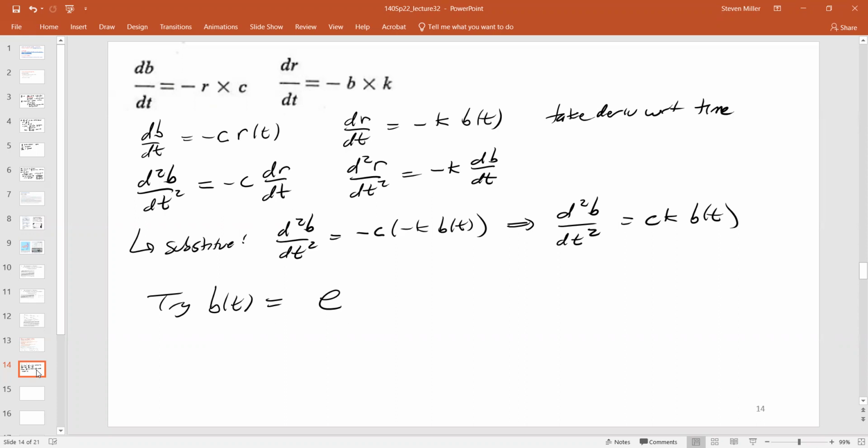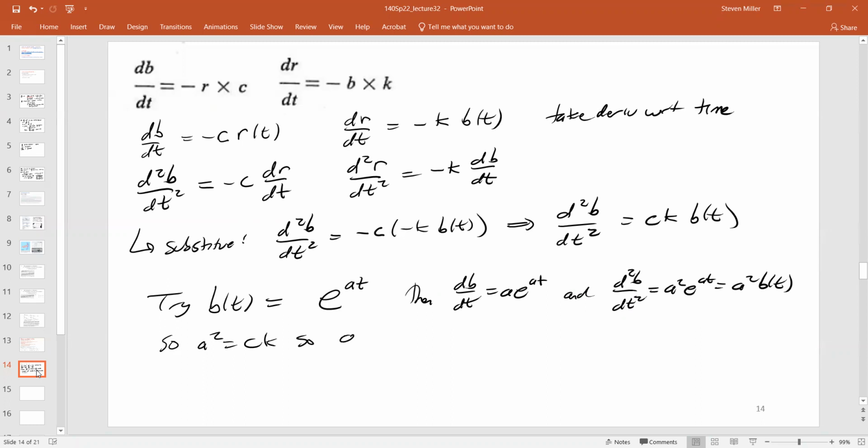So I have to take two derivatives. Let's just try some unknown. Let's try e to the at. Then dB/dt is a e to the at, and d squared b/dt squared is a squared e to the at, which is a squared b of t. So what should a squared equal? So a squared equals ck. So what does a equal? Anything else? Or negative square root of ck.